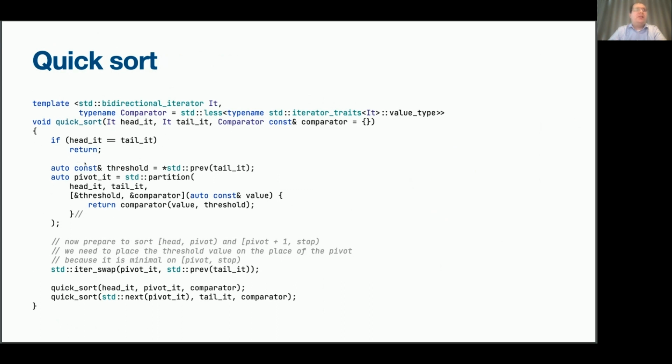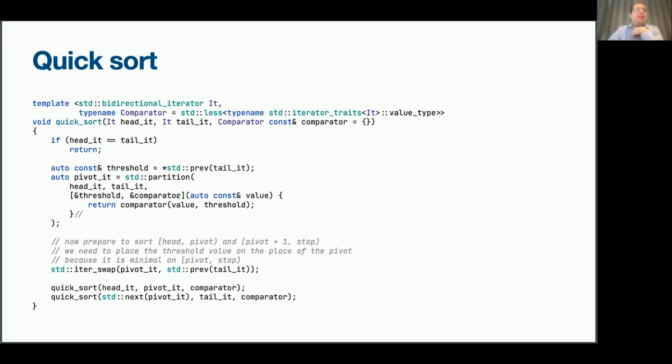If we have an empty container, we do nothing. And then we take the last element of our container, and we apply the standard partition algorithm, which doesn't actually sort the elements, but takes the pivot element and puts all the elements which are less than the pivot on the left, and the other elements on the right. But the left and right parts are not sorted. So we need to sort more to have all the elements ordered.